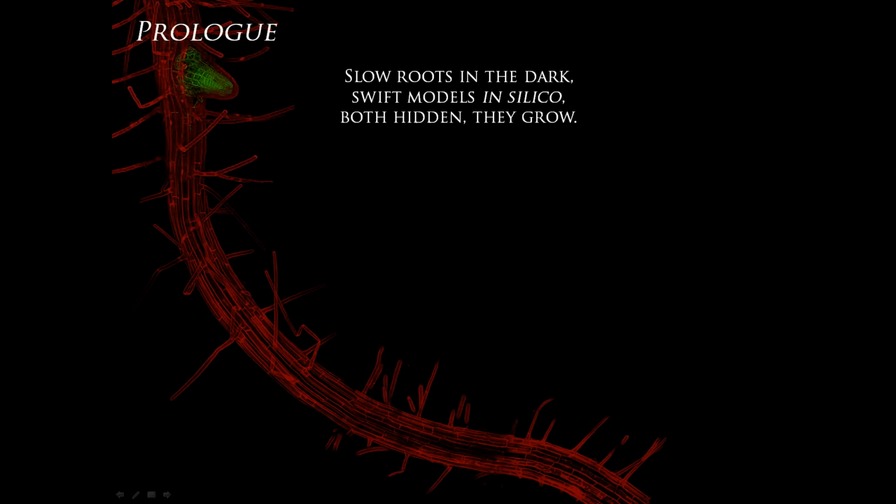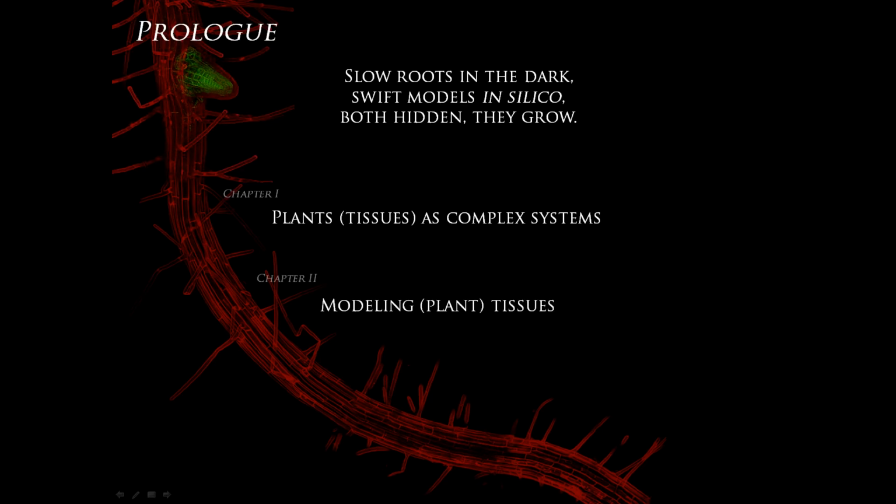The first one, I'll try to highlight maybe how plants and plant tissue can be considered as interesting complex systems. In the second part, we'll be talking about how to actually model plant tissues. And in the third part, we'll be discussing virtual root tissues and what we can do with those. So, without further ado, let's start with chapter 1.